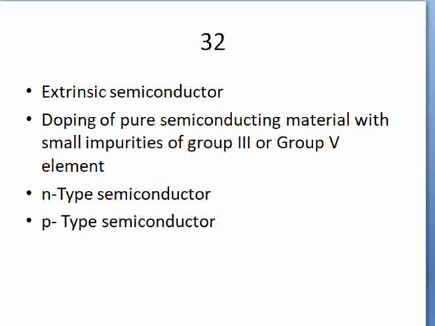Next one, extrinsic semiconductors. When very small impurities are added, they become extrinsic semiconductors. There are two types: one is N-type semiconductor, another is P-type semiconductor. If we add third group elements, like the boron family, since boron sounds like B, P-type semiconductor. Next is the nitrogen family. Nitrogen, same pronunciation, N-type semiconductor. Adding fifth group elements gives N-type semiconductor. Adding third group elements gives P-type semiconductor.